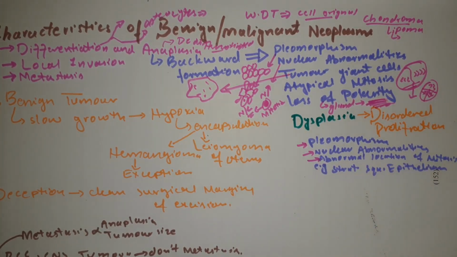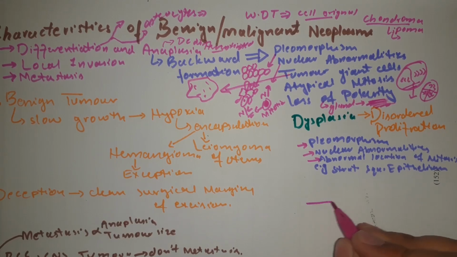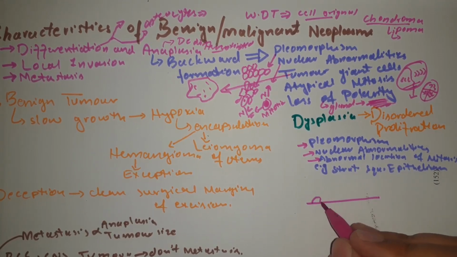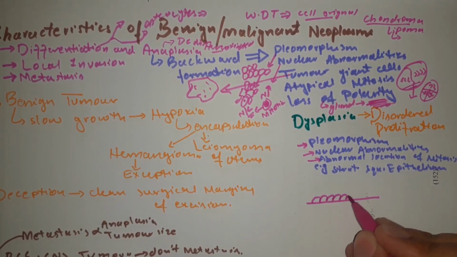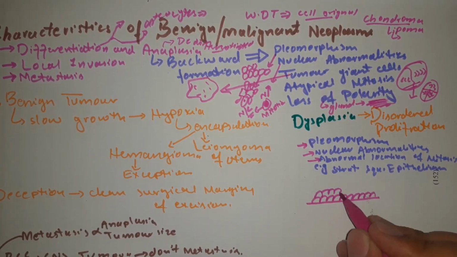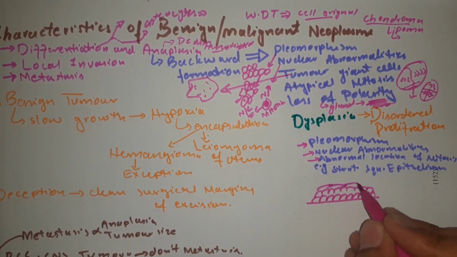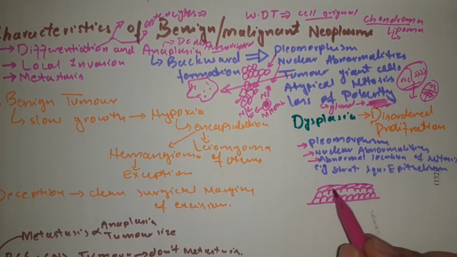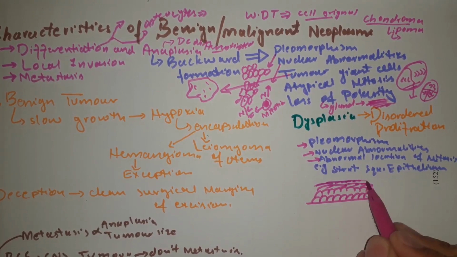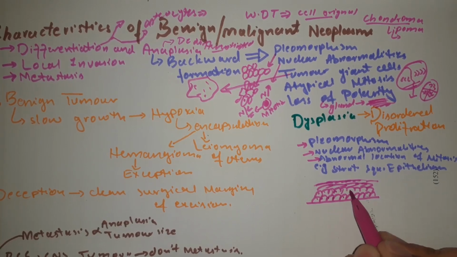What does it mean? Supposedly we take an example of stratified squamous epithelium. What happens in stratified squamous epithelium? Basal layers are basically cuboidal, low columnar, you can say, and these cells then move on above. These cells are gradually replaced by squamous cells. Then these squamous cells also lose their nuclei, and top layers are basically keratin layer. So in this way, there is stratified squamous epithelium.